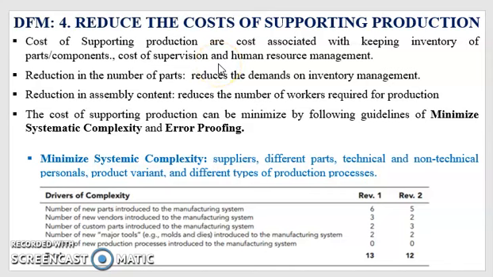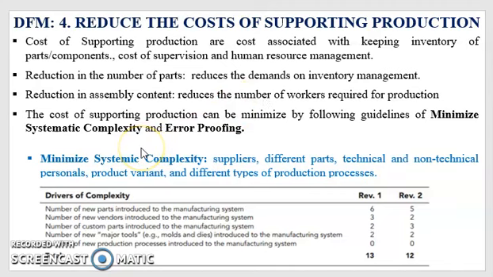A reduction in the number of parts reduces the inventory. A reduction in assembly content reduces the number of workers required for production and therefore reduces the cost of supervision and human resource management. The cost of supporting production can be minimized by following certain guidelines.